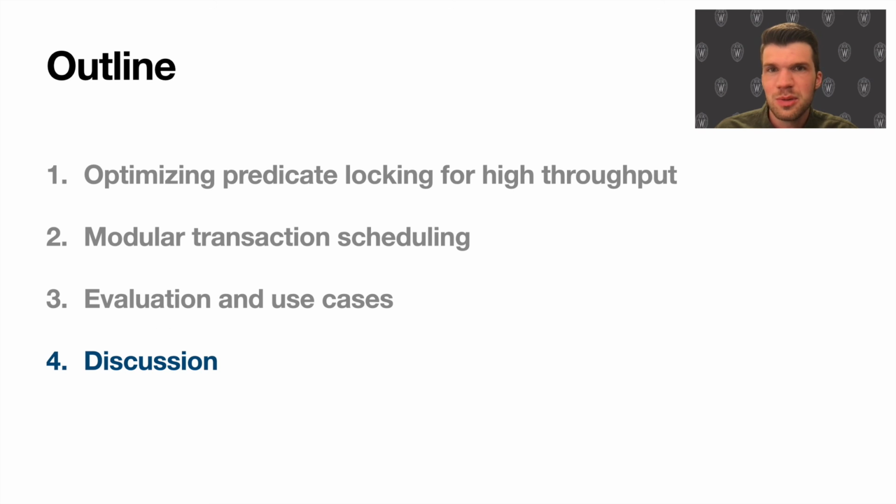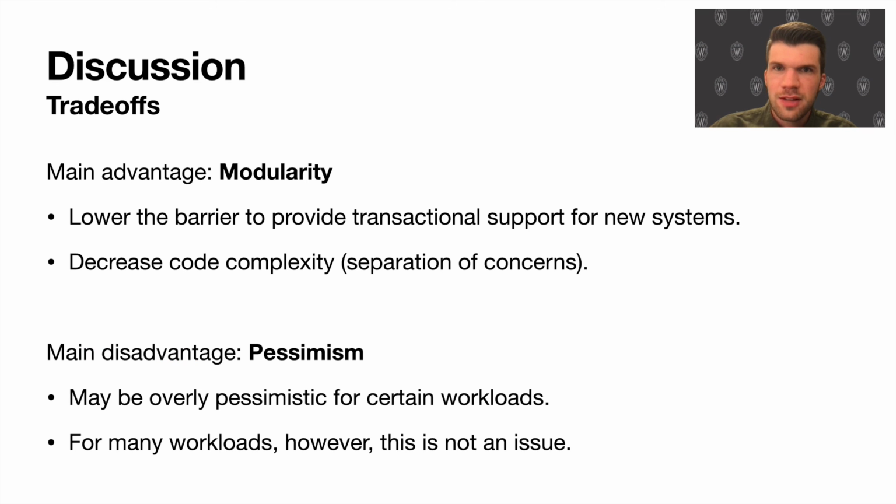I will now conclude with a brief discussion of trade-offs. The main advantage of Dibs is modularity. We did not design Dibs to outperform highly specialized transaction processing systems, but to be a modular service that provides isolation with relatively good performance. This lowers the barrier to provide transactional support for new systems and decreases code complexity. The main disadvantage of Dibs is the pessimistic nature of predicate locking. 2 predicate locks may conflict even if there is no tuple in the database that satisfies both. For many transactional workloads, however, this is not an issue.